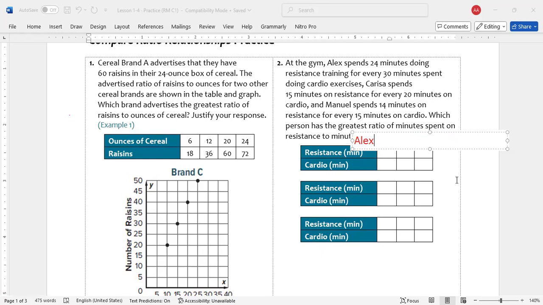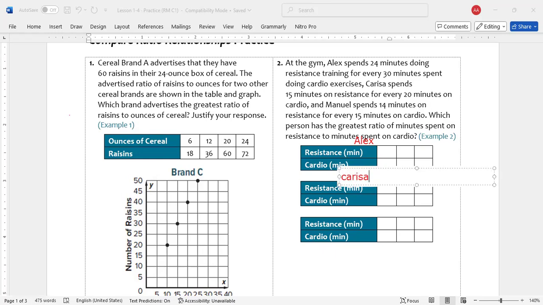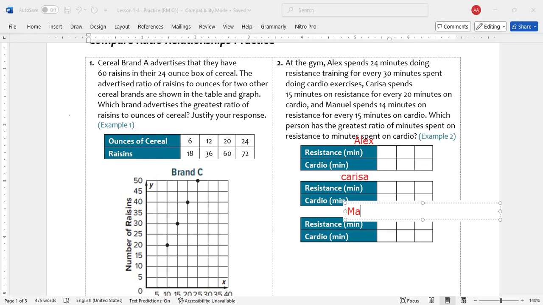Number two, the second table that is given here, what is the second name? Krisa. And the third name is Manuel. So this table is for Manuel. I will see which one has the greatest ratio. It's mentioned here which person has the greatest ratio of minutes spent on the resistance. Now we will write the ratios for everyone.